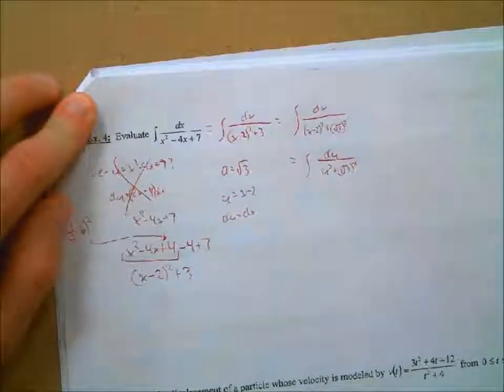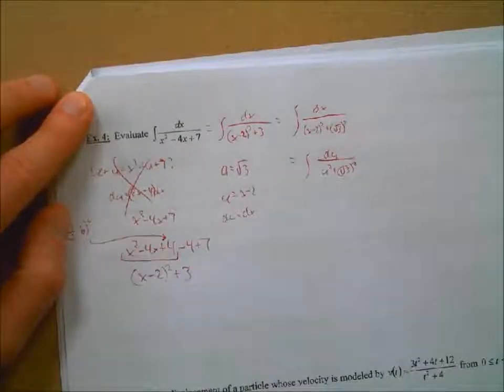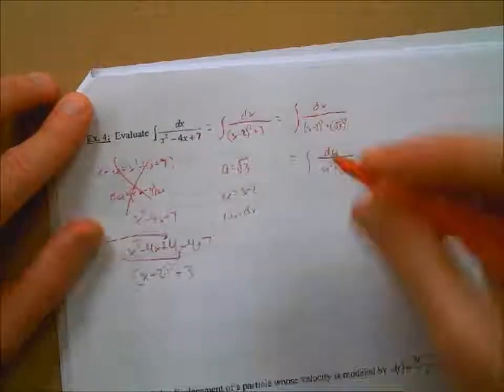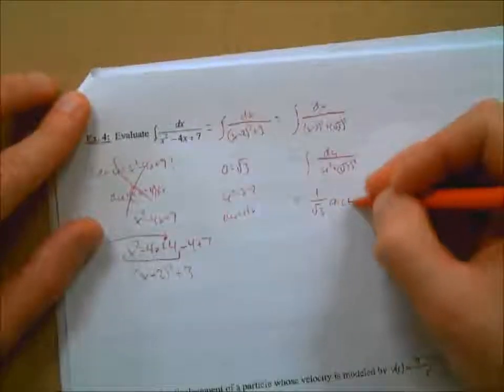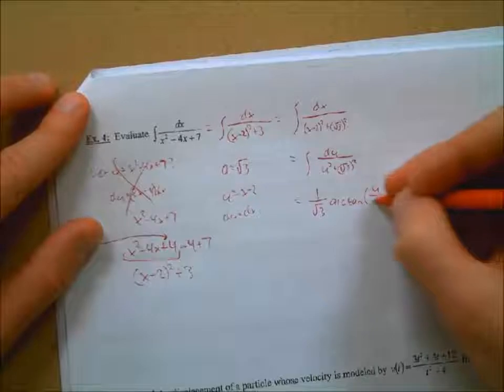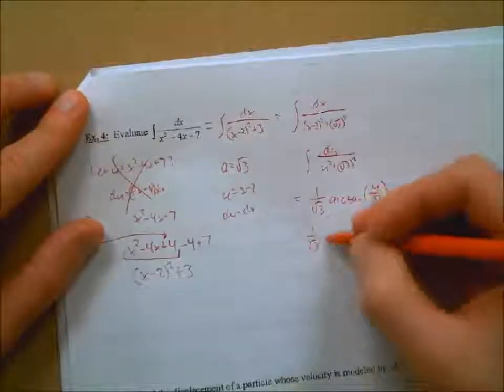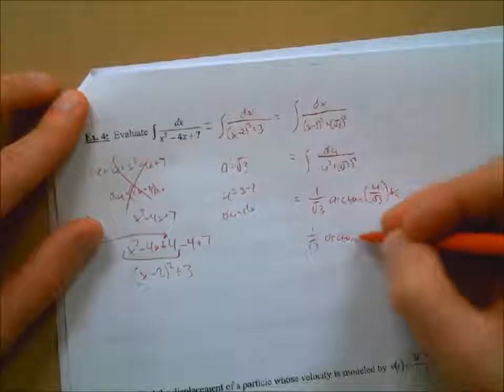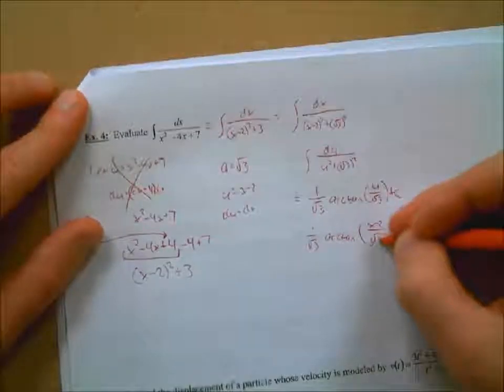So let's see. When I integrate and get arctangent, does arctangent have a 1 over a in front of it? Yes. 1 over the square root of 3 arctan u over the square root of 3 plus c, or 1 over the square root of 3 arctangent of the quantity x minus 2 over the square root of 3 plus c.